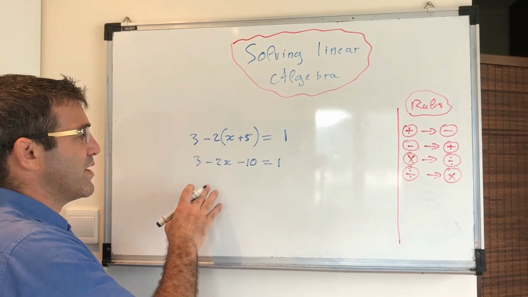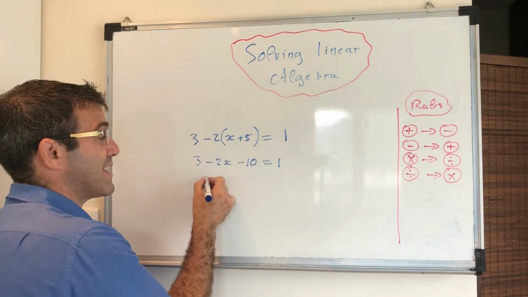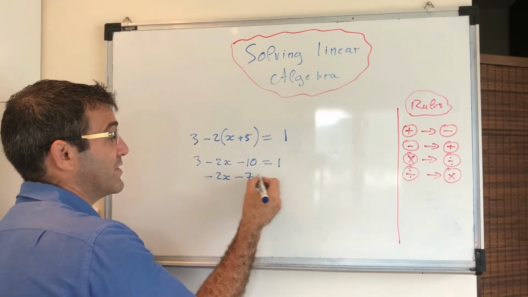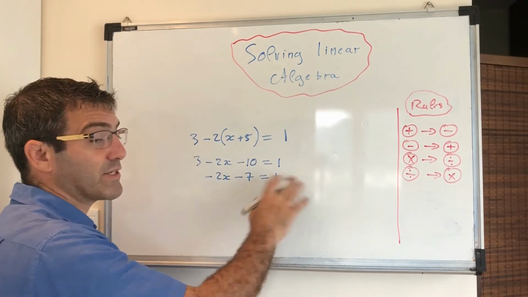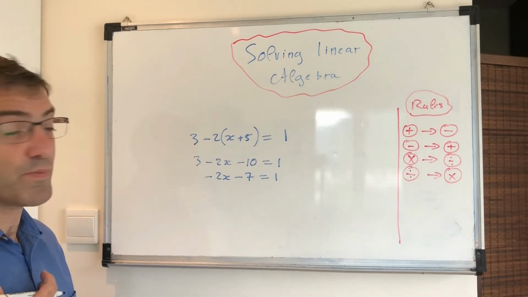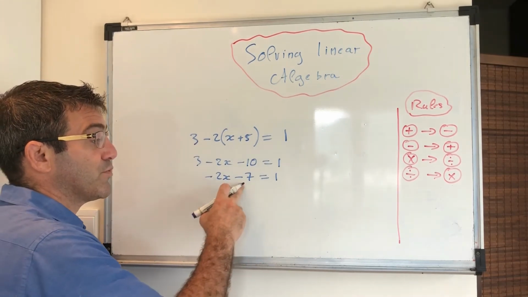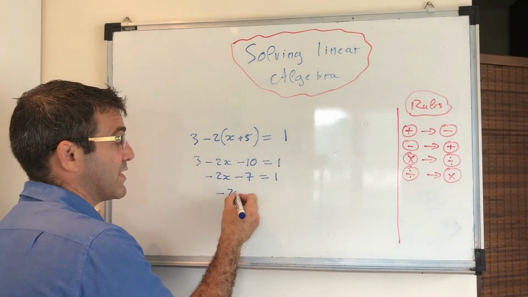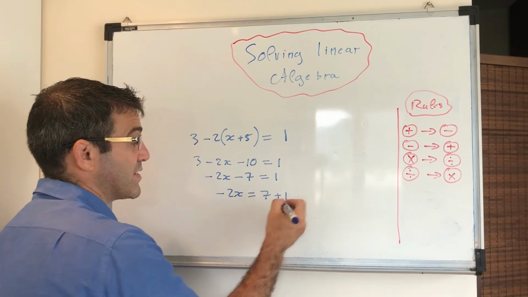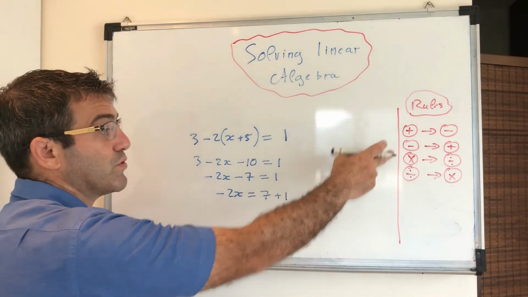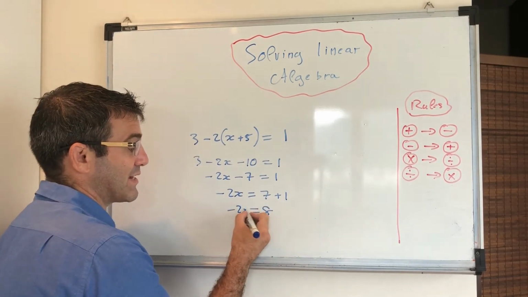Now, what could I do with this? Well, I could put the 3 with the negative 10, which would give me negative 7. So I could say minus 2x minus 7 equals 1. You could here do one of two things. You could move the minus 2x to the right, turn it into positive. Now, I'm a big proponent of keeping the variable positive. That makes your life a lot easier, but it's not a problem. You can move the minus 7 to the right as well. So let's do that. Minus 2x equals minus 7, so 7 plus 1. So I've moved the negative to the other side. I follow the rule, and it becomes a positive. Now 7 plus 1 is 8. So I can say minus 2x equals 8.